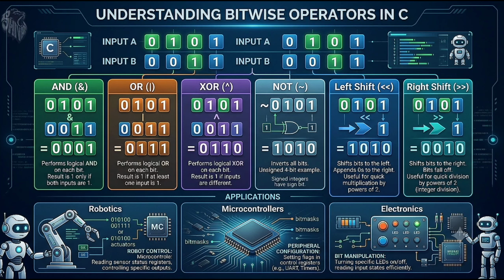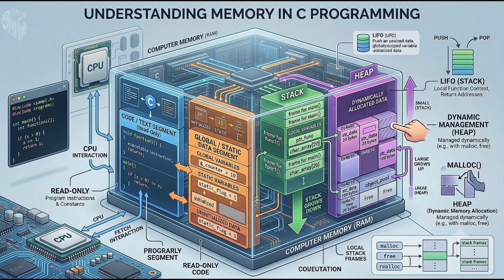24. Bitwise operators. C can directly work with individual bits. Operators: AND, OR, XOR, NOT, left shift, right shift. These are especially important in robotics, microcontrollers, embedded systems, and hardware programming. 25. Memory in C. A simplified view is program code, local data, and dynamic data. You should understand stack, heap, pointers, addresses, and memory lifetime to become strong in C.